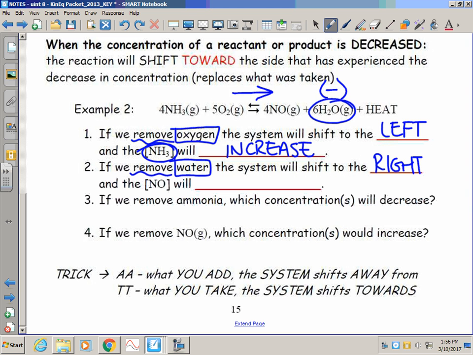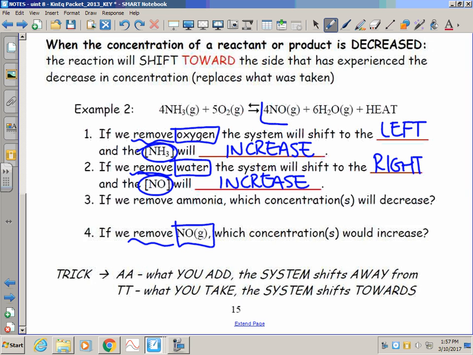Which species are we being asked about in terms of the resulting effect? It's NO, circle NO, and since we're shifting toward NO, that concentration will increase. And our fourth question about removing some of a species or decreasing a concentration is removing NO again, causing, take toward, a shift to the right. Now, a shift to the right means all product concentrations will increase. And that's what we're being asked about.